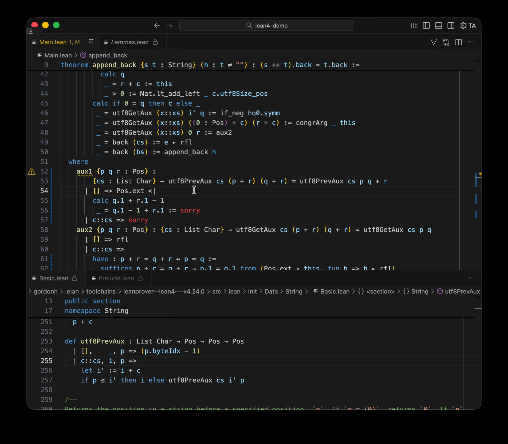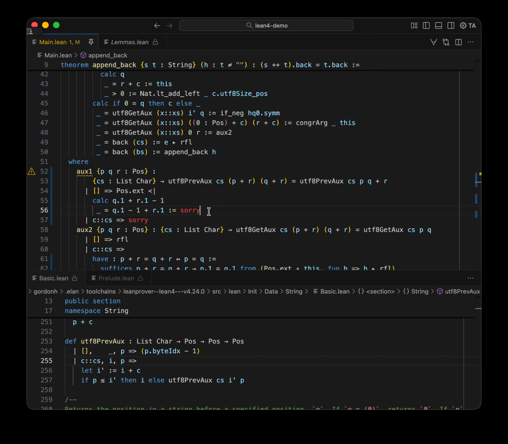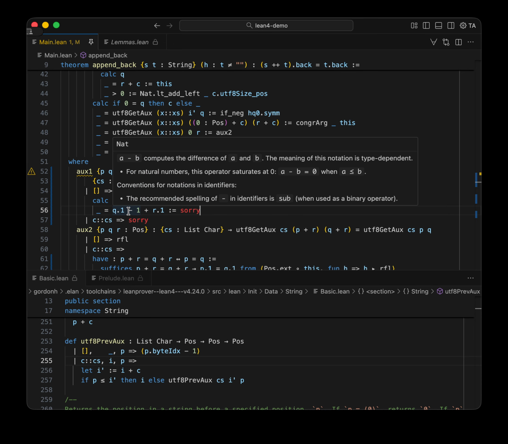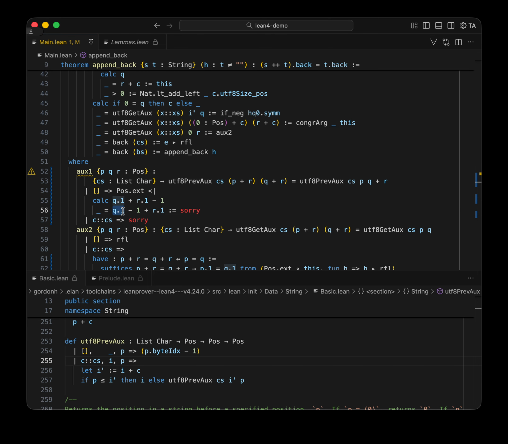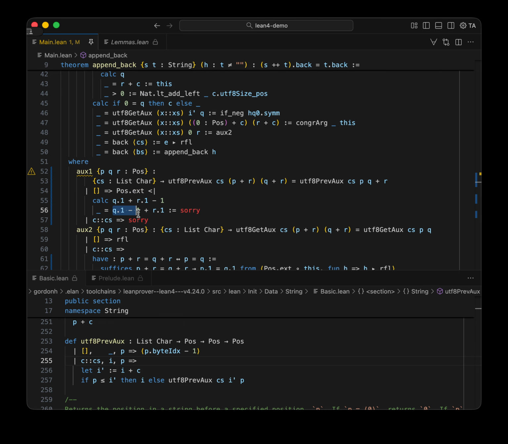How am I to close this? So Q dot 1 and R dot 1 being natural numbers minus 1, does it actually equal? Okay, it's kind of false. This minus is only defined for natural numbers, so it saturates at 0, meaning that if Q dot 1 is 0, then minusing 1 won't give you minus 1 as an integer. It will just stay 0.